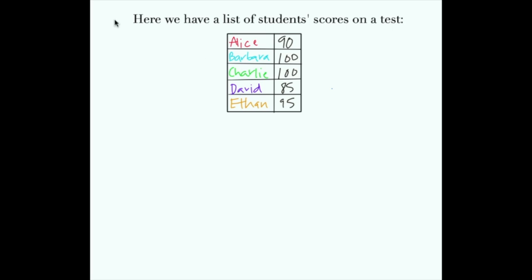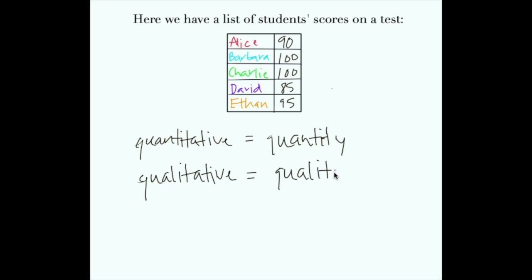Here we have a list of students' scores on a test. So, Alice scored a 90, Barbara scored 100, Charlie scored 100, David scored an 85, and Ethan scored a 95. This table is one way to represent data. Data is recorded information. It could be quantitative, quantity, or qualitative, quality. In this case, we have quantitative data, numeric data that represents students' scores.